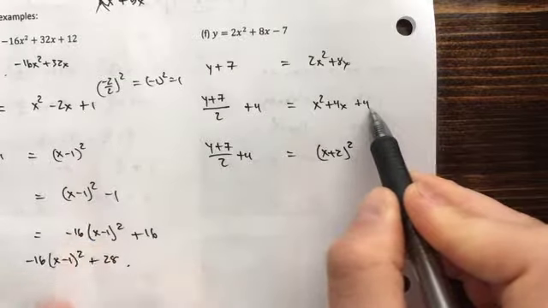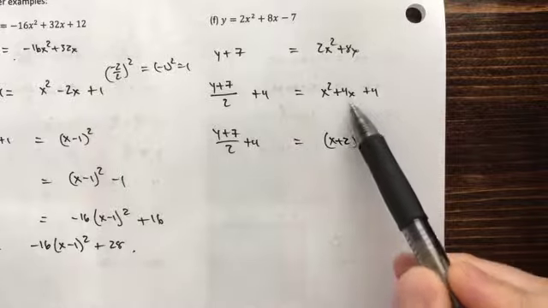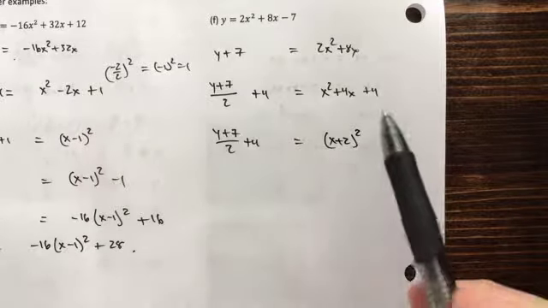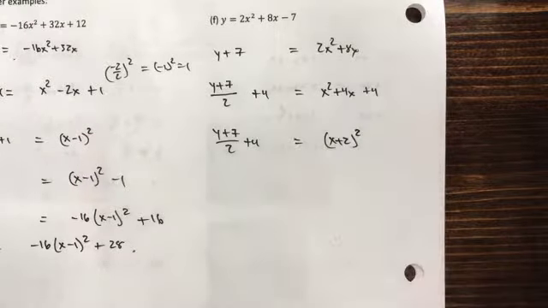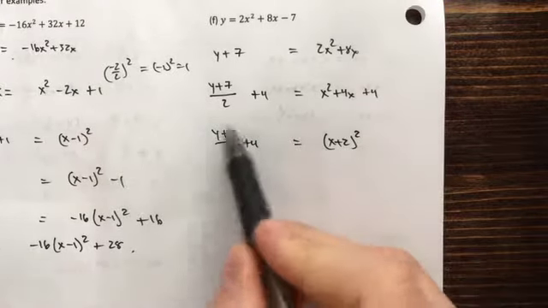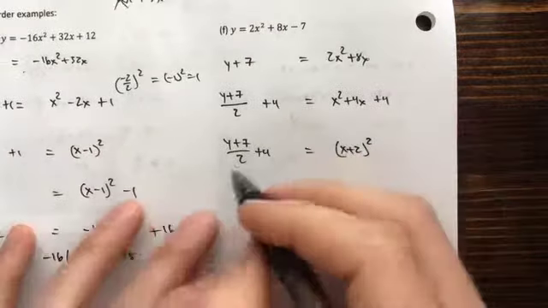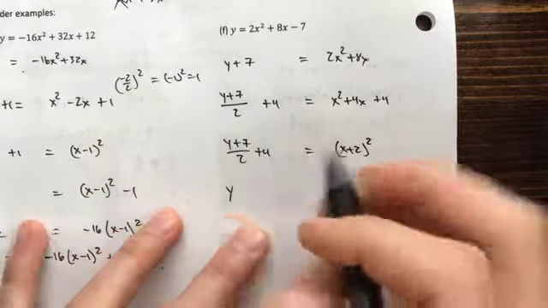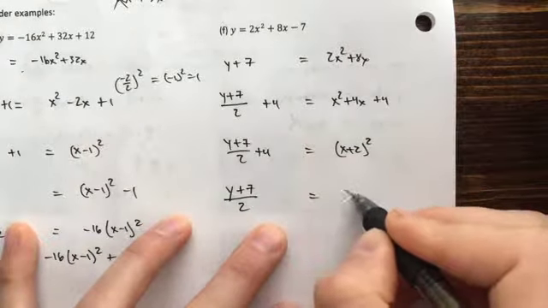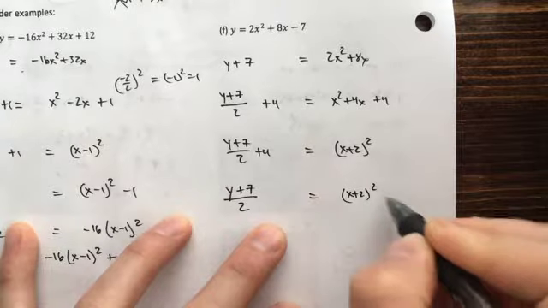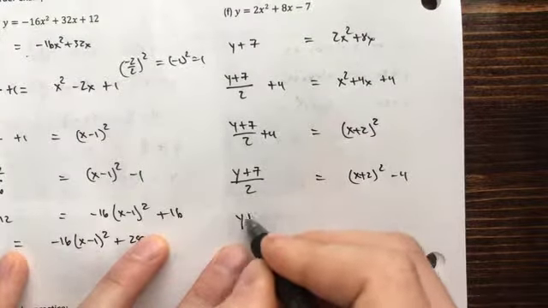Again, this is a perfect square trinomial, so it's a binomial squared, and that number 2 comes from 4 divided by 2, squared. Of course, really, again, what I'm looking for is two numbers that multiply to 4 and add to 4, and that's 2 and 2. Now again, I need to solve for y by subtracting 4, multiplying by 2, and subtracting 7. So that's going to be (y plus 7) over 2 equals (x plus 2) squared minus 4. Subtracted 4. Now I'm going to multiply everything by 2.